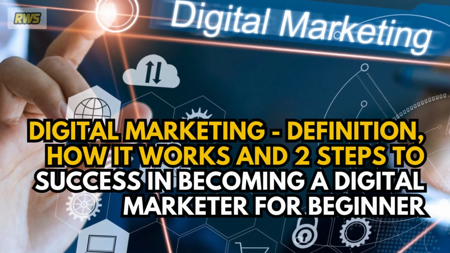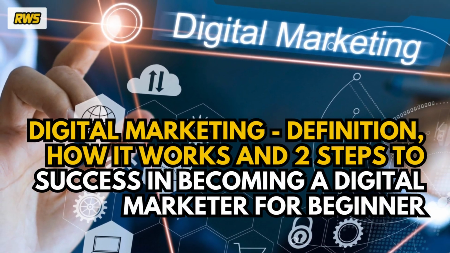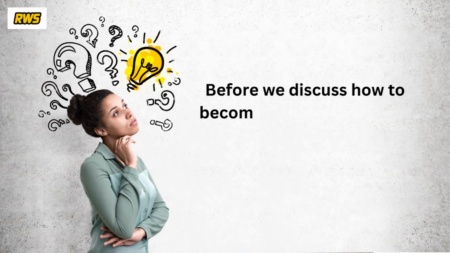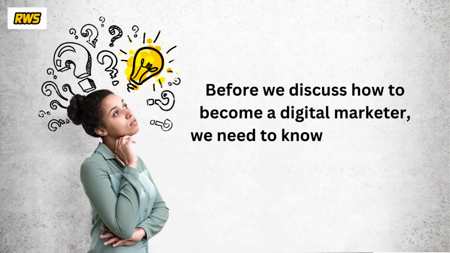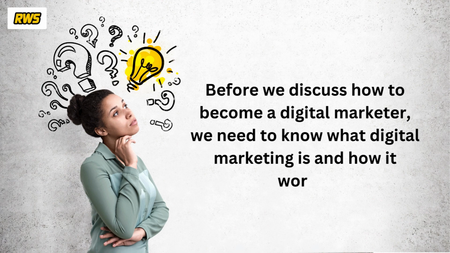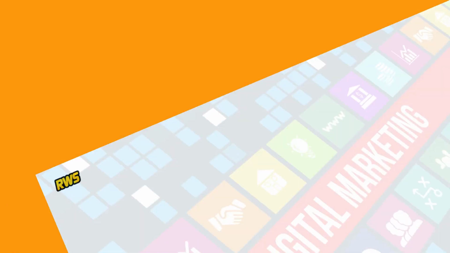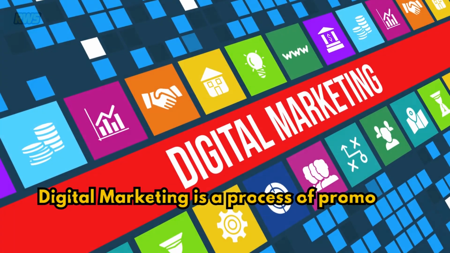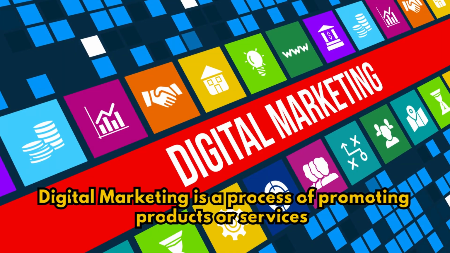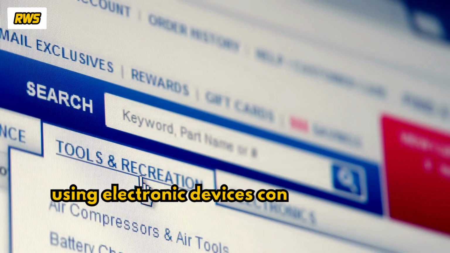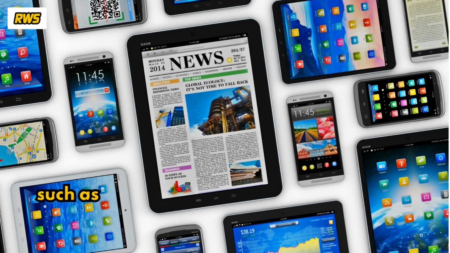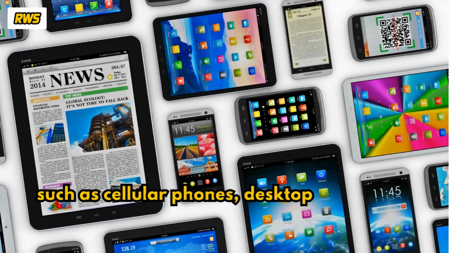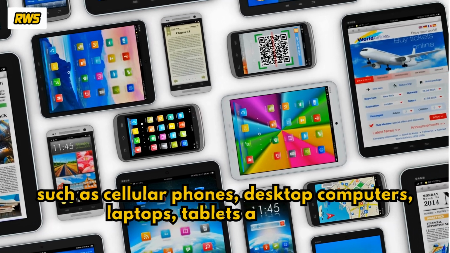Digital marketing, definition, how it works and 2 steps to success in becoming a digital marketer for beginners. Before we discuss how to become a digital marketer, we need to know what digital marketing is and how it works. Digital marketing is a process of promoting products or services online using electronic devices connected to the internet such as cellular phones, desktop computers, laptops, tablets, and others.